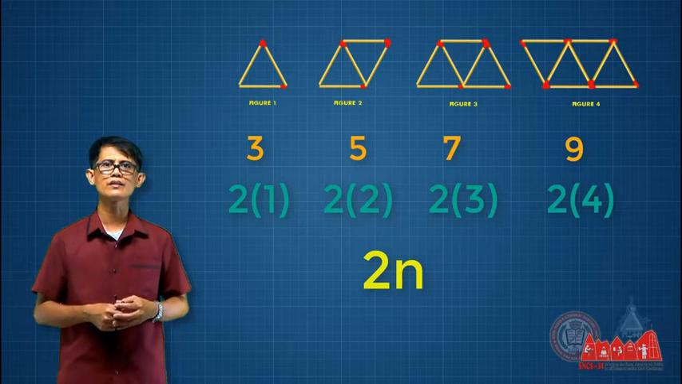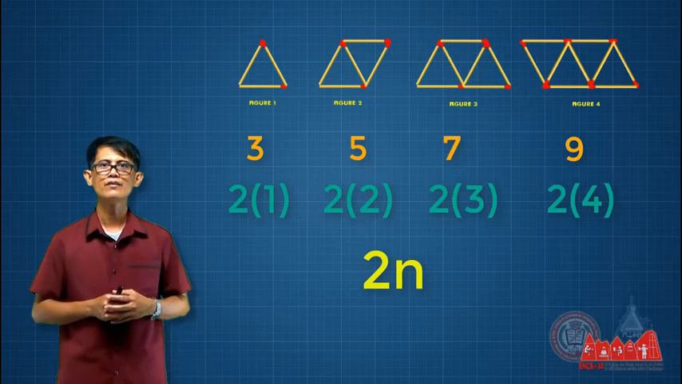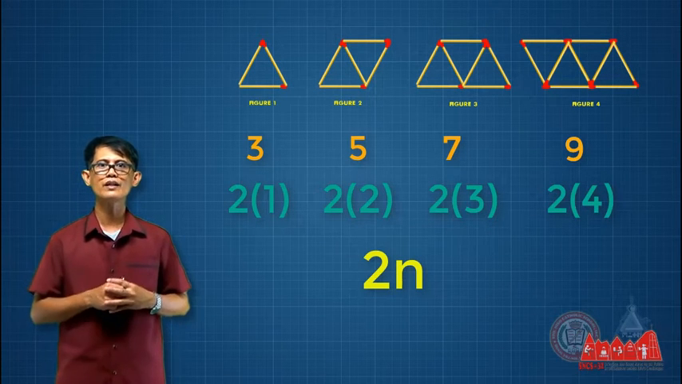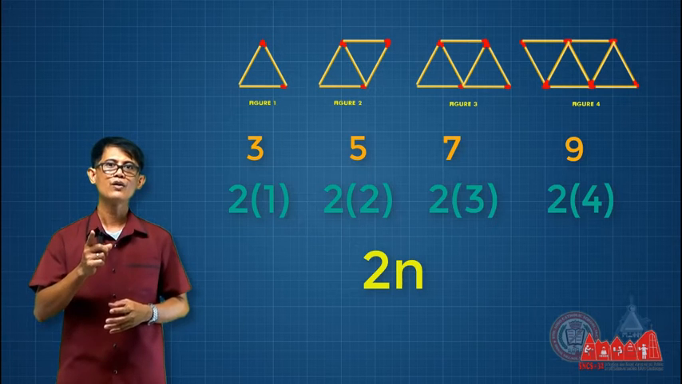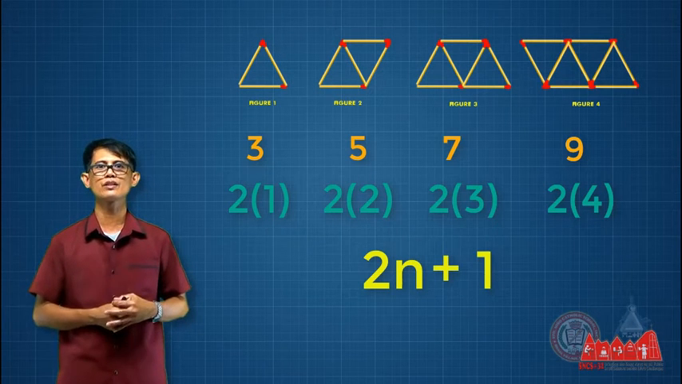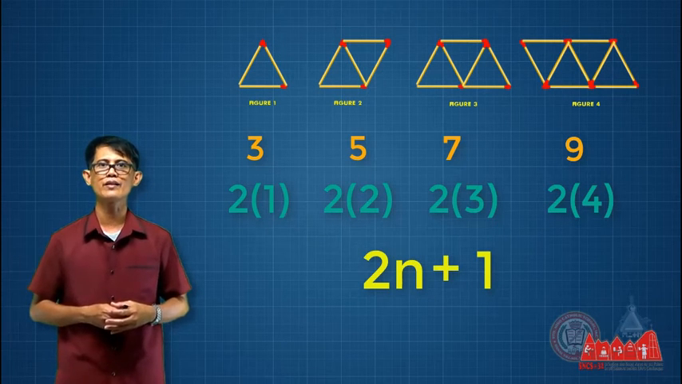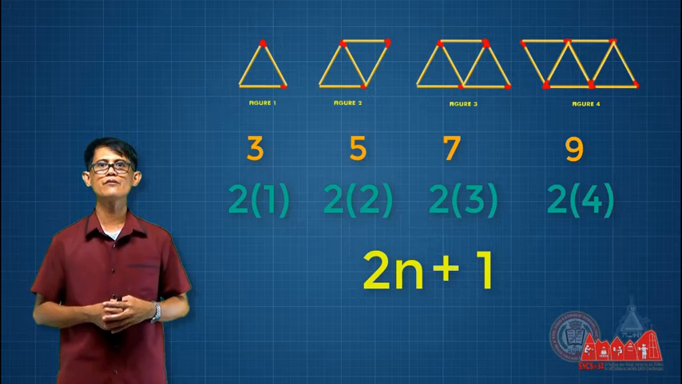So what have you noticed? Kapos tayo lang isa, no? Kapos tayo ng isa lagi. So our initial expression 2n is not enough. What are we going to do with it? We have to do a little adjustment. Dahil kapos tayo ng isa, we have to add 1 to our expression to satisfy our number sequence. So the expression that fits to all is 2n plus 1.